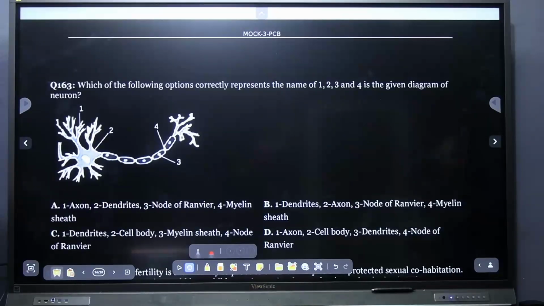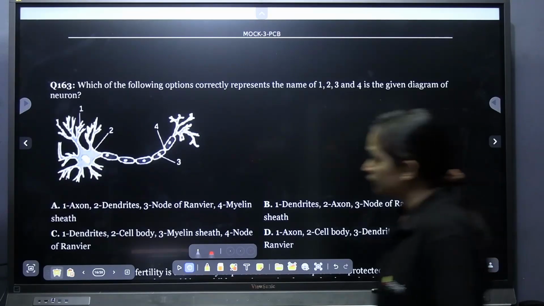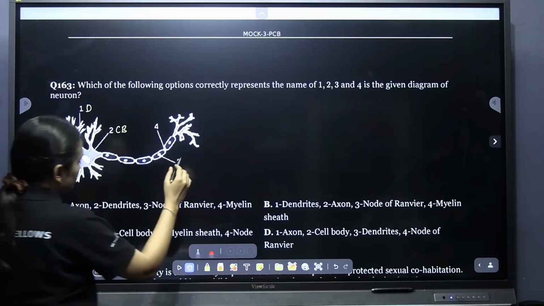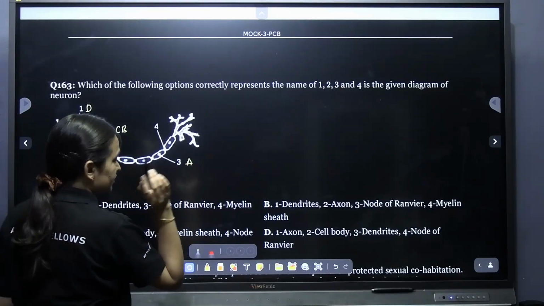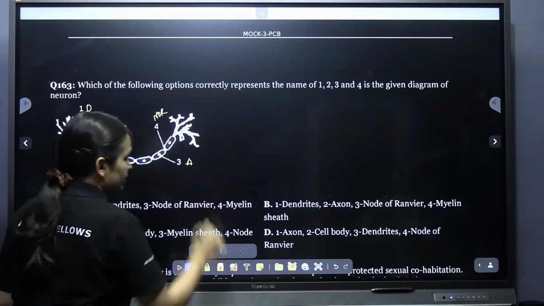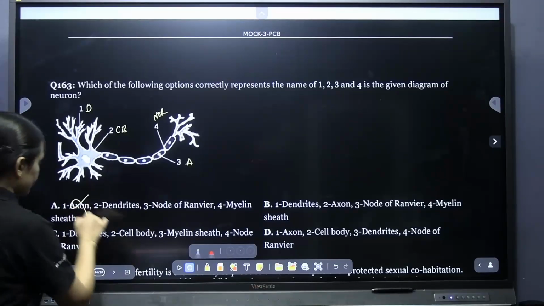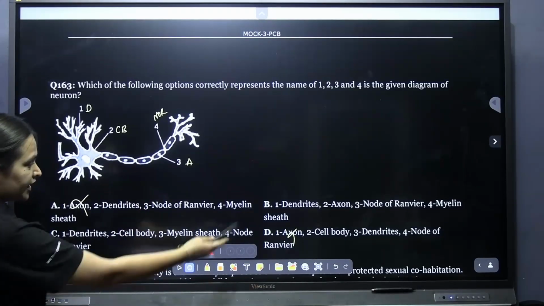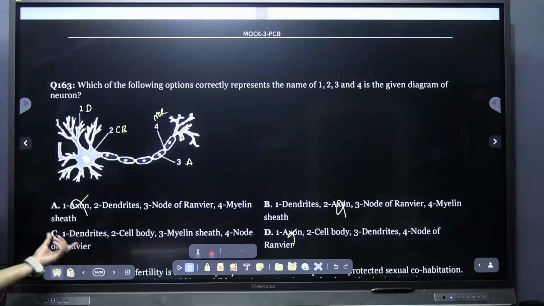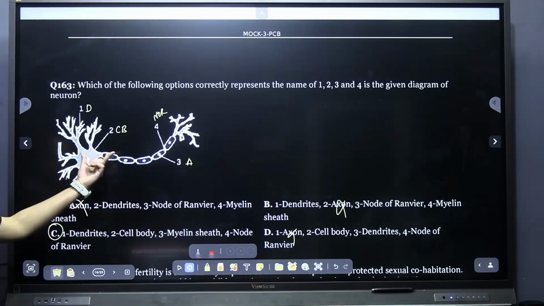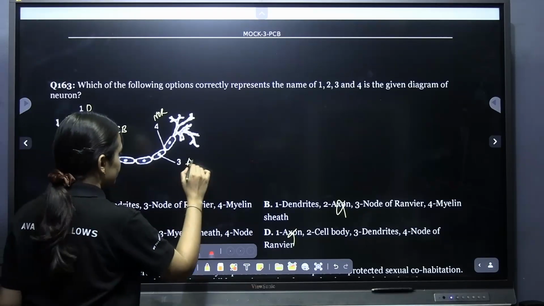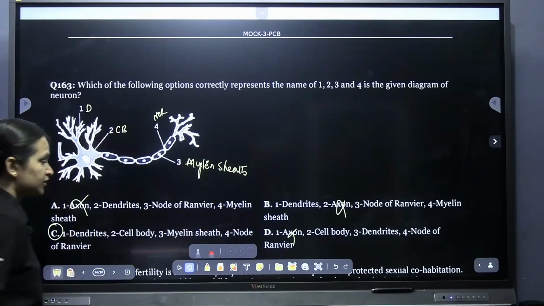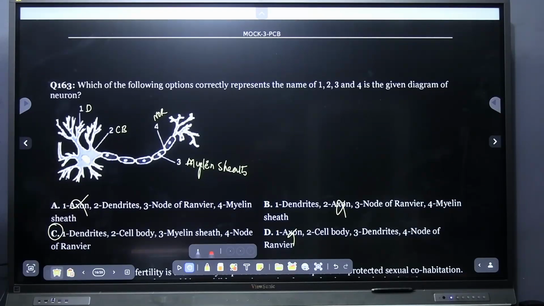Which of the following options correctly represent the names 1, 2, 3 and 4? Okay, so 1 is dendrites, 2 is cell body, 3 is axon, isn't it? Otherwise, we will see. And 4 is the node of Ranvier. First is not axon, yes. Dendrites, cell body, myelin sheath, node of Ranvier. 2 is a cell body. C: it is a dendrite, cell body, this one is myelin sheath, and that one is node of Ranvier. Understood?